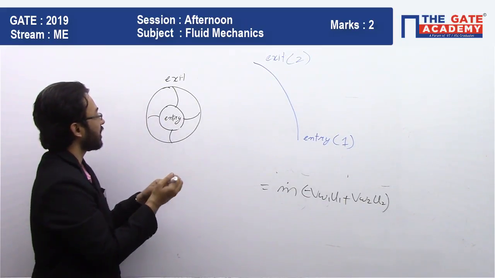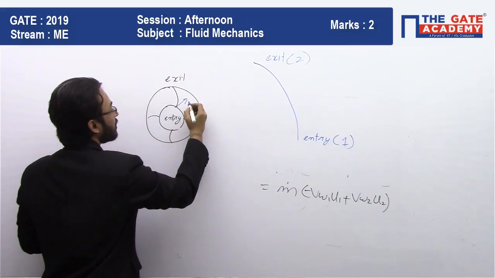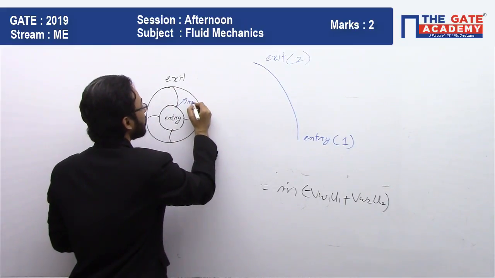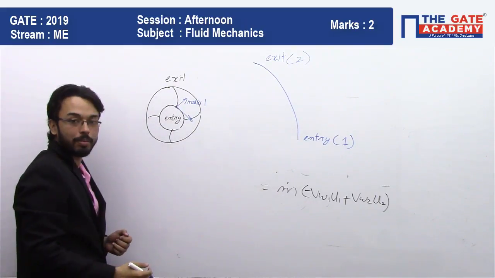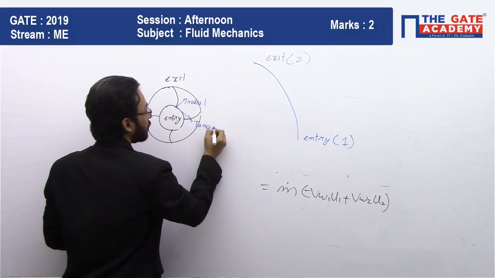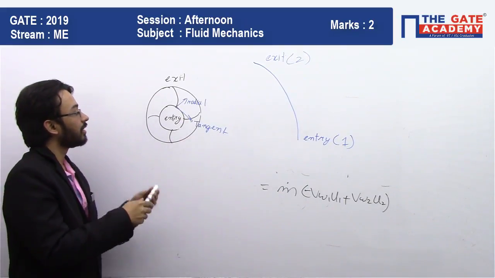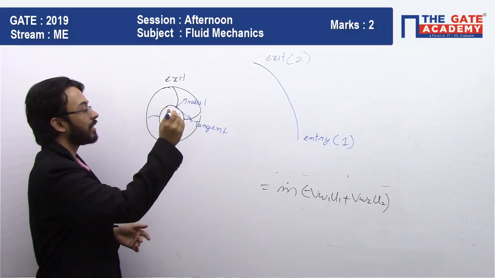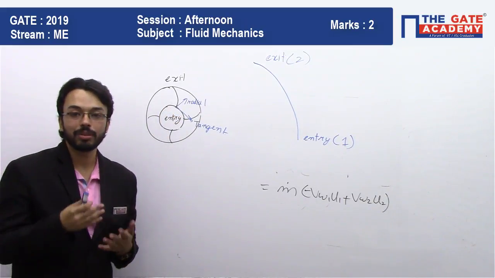So basically, the directions I must define. This direction is radial, along the radius of the impeller. Similarly, this direction is tangent to the impeller. The axial direction, as you might have guessed, will be perpendicular to this board, that is, in and out of the board. That will be the axial direction.